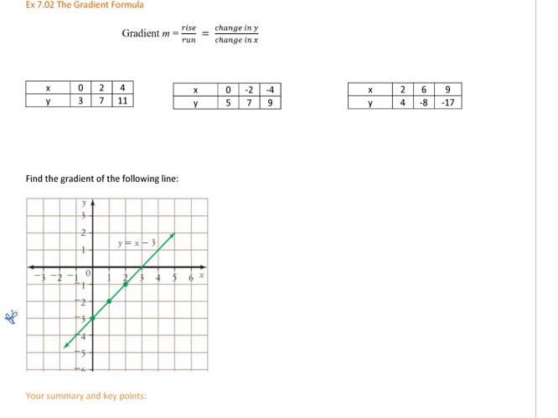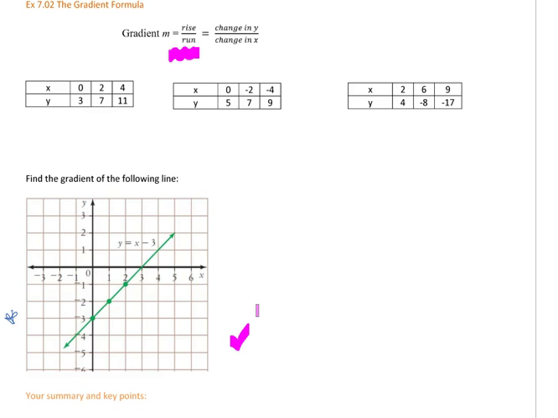So most of you could tell me that the gradient was rise over run. This was something that you were very familiar with. Rise over run. Where do we see rise? Where do we see run? Obviously, when we've got a graph. So, in finding the gradient in this situation where we do have the graph, we would be using gradient equals rise over run.